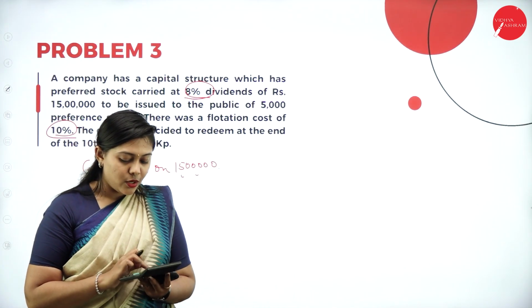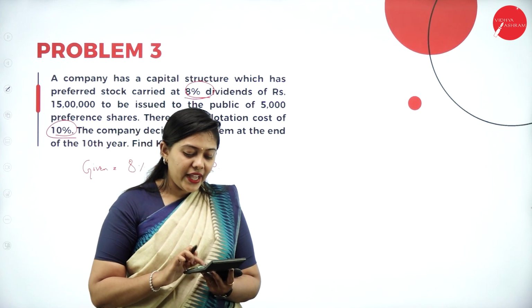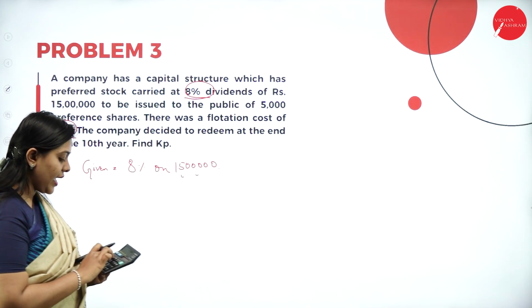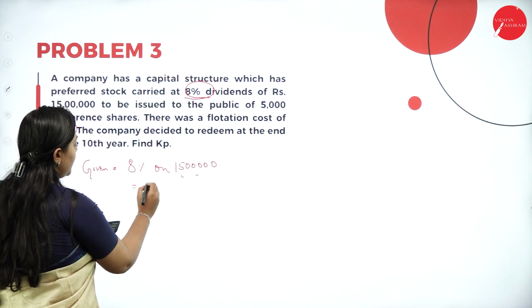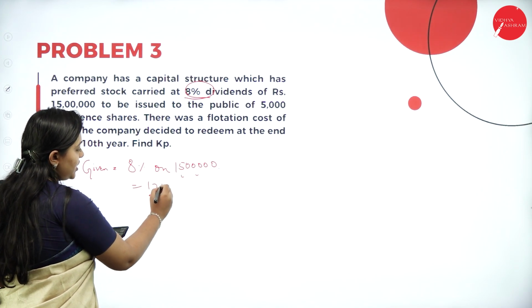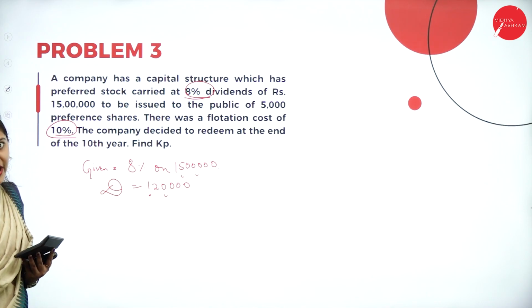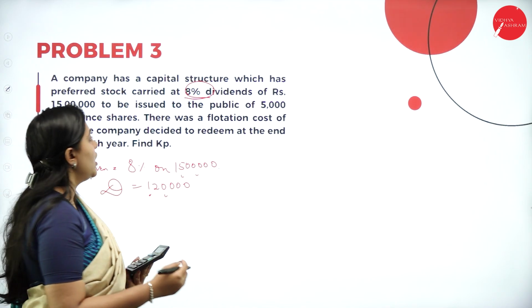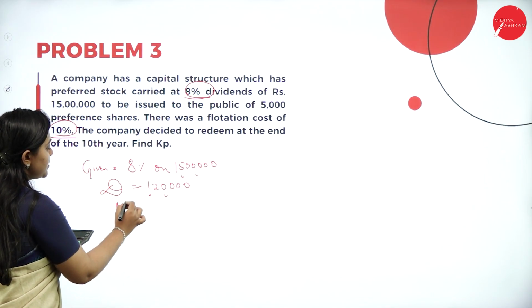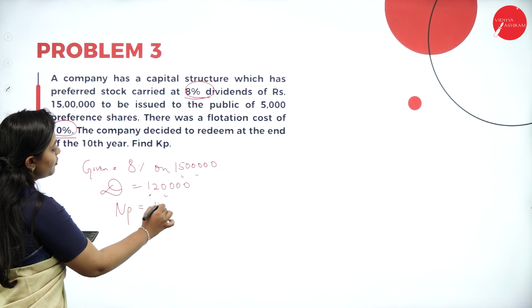So let us use the calculator. 15 lakh into 8% will be 1,20,000. So what is this 1,20,000? It is the preferential dividend. And what is your net proceeds? Net proceeds is 15 lakh.